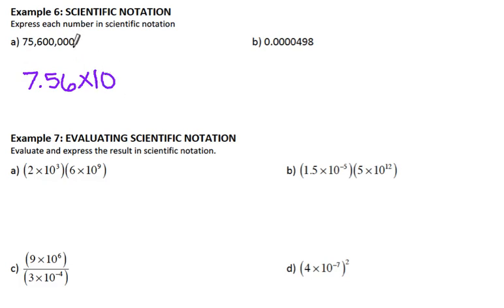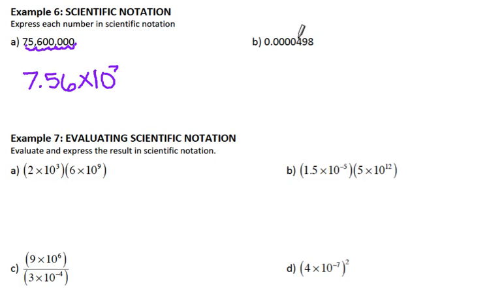To figure out what that power is, I'm just going to count. So there's a decimal right there. I'm going to count how many units I have to move it over until my decimal is in between the 7 and the 5. So that's 1, 2, 3, 4, 5, 6, 7. So that's going to be 10 to the 7th power. So 75,600,000 is the same thing as 7.56 times 10 to the 7th power.